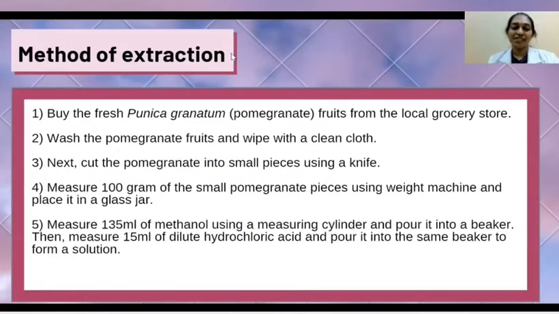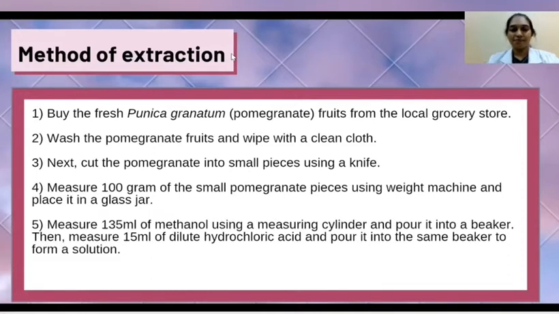Let's continue with the method of extraction to prepare the fruit extract. Firstly, we have to buy the fresh Punica granatum pomegranate fruit from the local grocery store. Don't forget to wash the pomegranate fruit and wipe it with a clean cloth. The third step, we need to cut the pomegranate into small pieces using a knife. Then measure 100 grams of small pomegranate pieces using weight machine and place it in a glass jar.